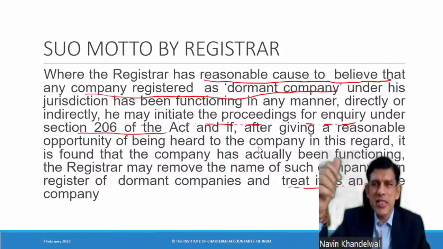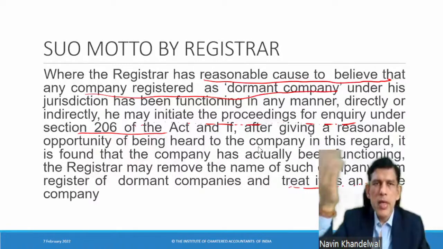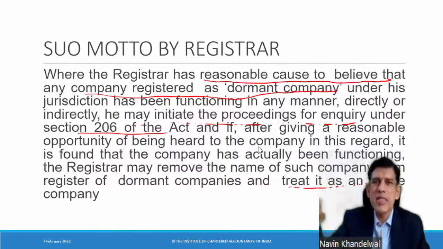So regarding the status of the active company, there could be 3 situations. One, you file on your own that I want to start my business operations. So I'm applying, and in this financial year, please classify myself as an active company, whenever you think fit.